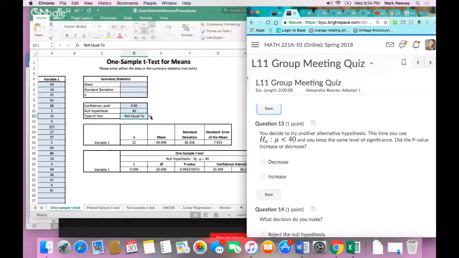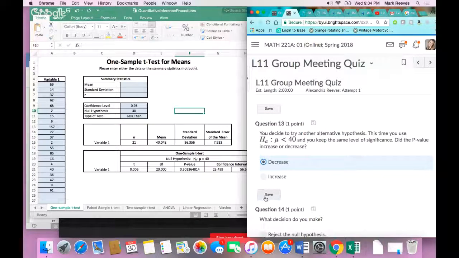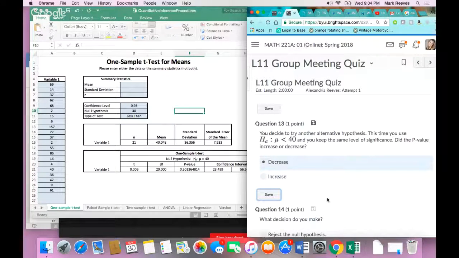Okay, I'm confused again. The confidence level and the level of significance aren't the same thing, right? No. Okay. That keeps throwing me off. The type of test, would that change to less than? Yeah, so that's definitely less than. That does change the p-value, and it decreases if we change the type of test to less than, because it's like 0.502. Is that what you got? Yeah, 0.50236. Okay.